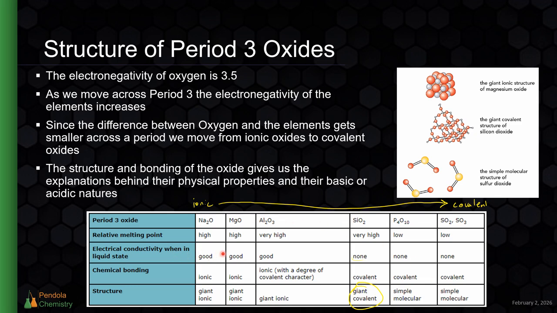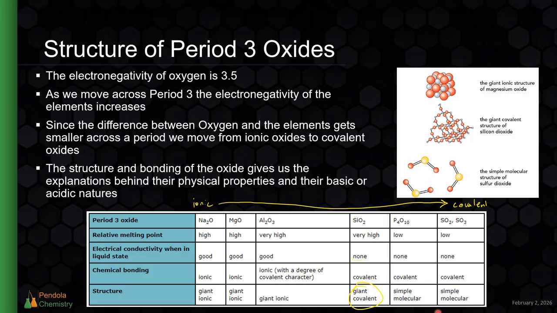We have really good electrical conductivity with ionics, but then once we get to the covalents, no electrical conductivity in the melted state. All of these patterns, the acidity, the relative melting point, the electrical conductivity across period 3, can all be dictated by their type of bonding and also their structure. Because remember, it's not just the type of bonding, otherwise the covalent ones would all be the same, but it's also about their type of structure, whether it's simple molecular or giant covalent for the covalently bonded compounds.